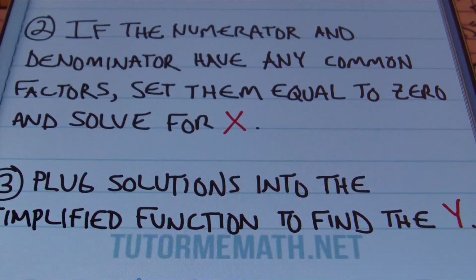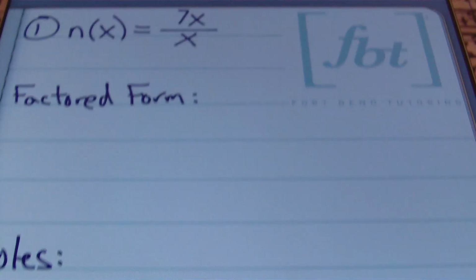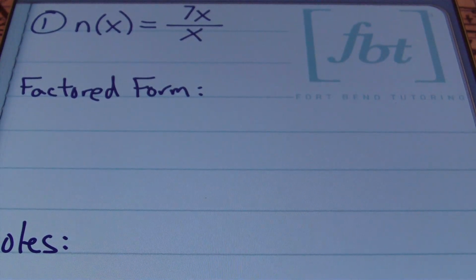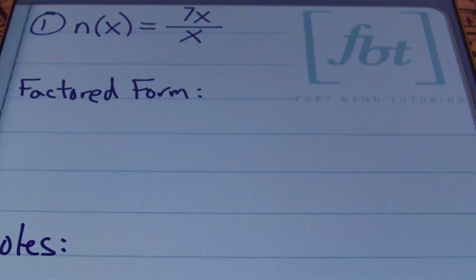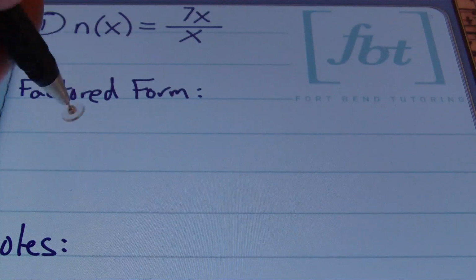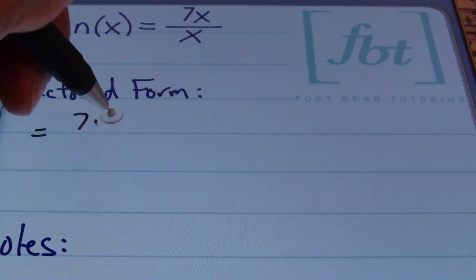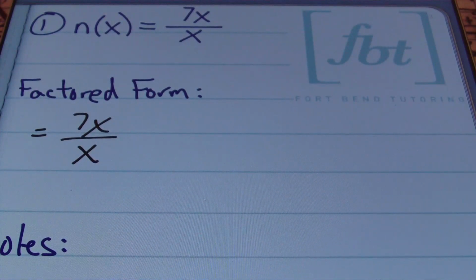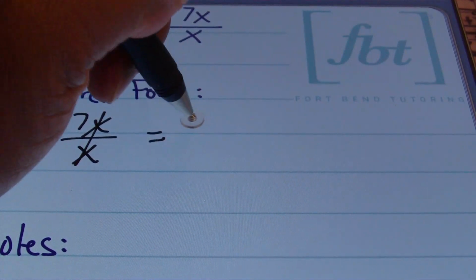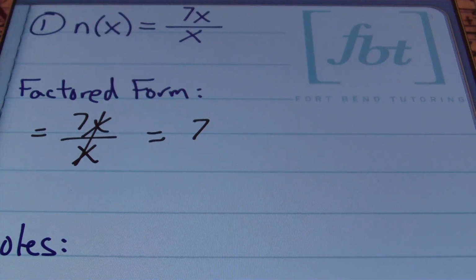All right, so next up, let's look at a problem. In problem number 1, we have n of x equals 7x divided by x. The first thing you want to do is factor the rational expression completely. In this particular problem, it's already in its factored form. You can't factor this, but what you can do is cancel out those x's. So it will be simplified to n of x equals 7.